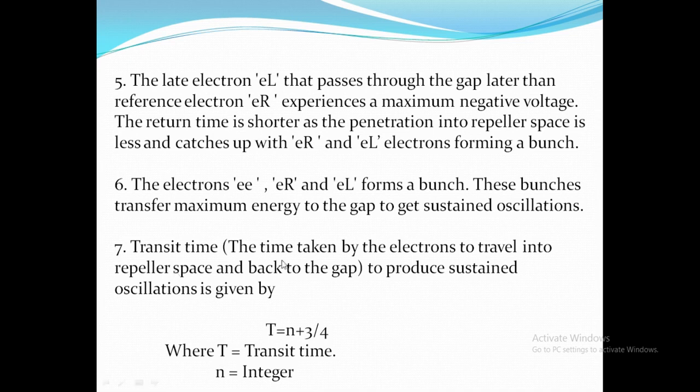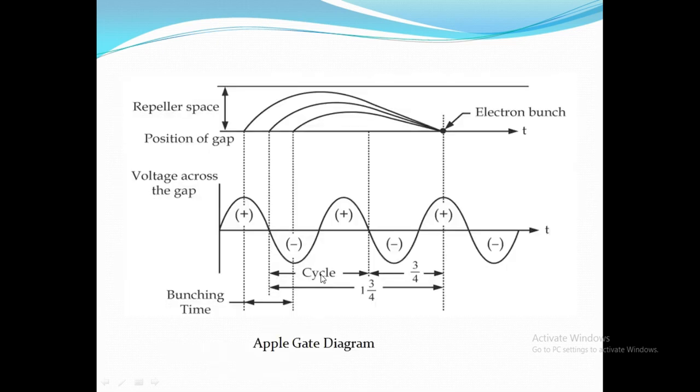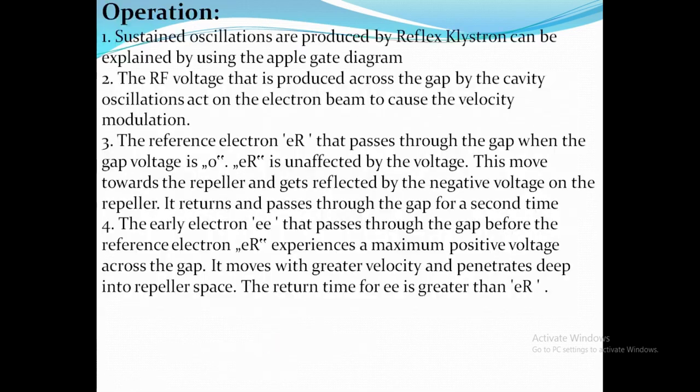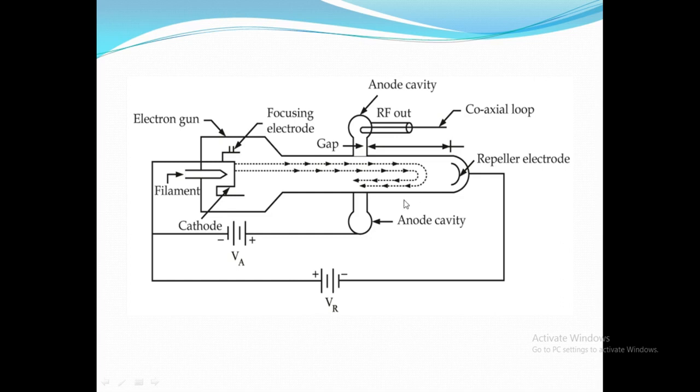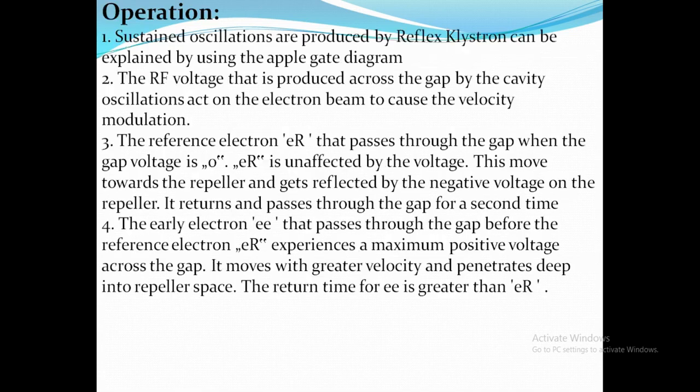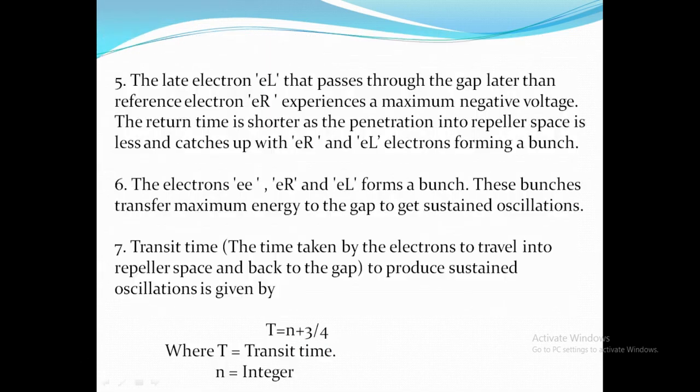So transit time is nothing but the time taken by the electrons to travel into the repeller space and back to the gap. To produce the oscillations, it is given by T = (n + 3/4) cycles. Here T is the transit time, n is an integer. The practical transit time corresponds to a range from 1 3/4 to 6 3/4 cycles of gap voltage.